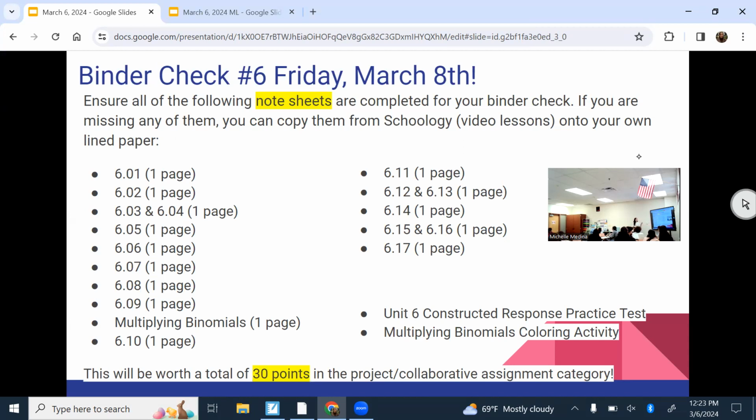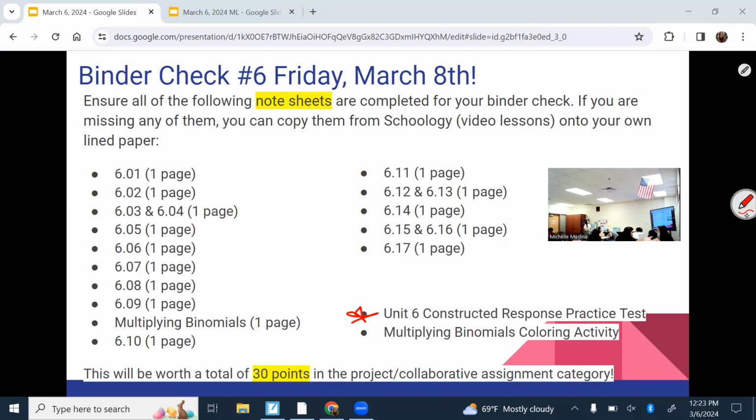Also, during the binder check, I will test that practice constructed response test, the one that you picked up today. That matches the real test. The only thing I changed were the numbers and the graphs. I will test you on the same exact skills on your real test.